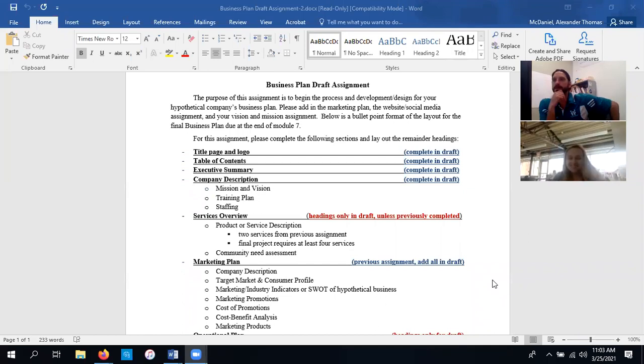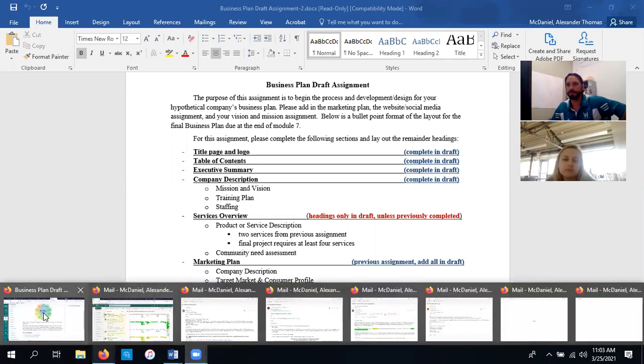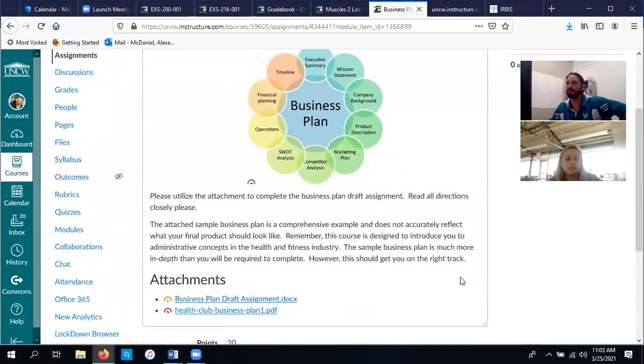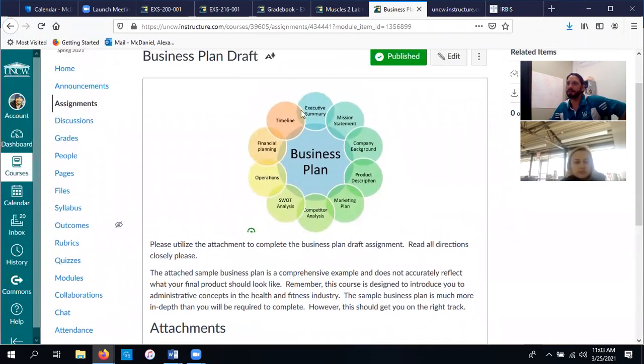Okay, so this is the business plan draft assignment. There's some decent information on this page right here, just giving you the overview. This is basically the outline that you would need to give to a bank. Everything that we've been working on so far in this class gets put into the business plan. Even the Instagram link, and you can take a screenshot of your website, that should get put into the appendices. So you want to make sure that that's all in there.